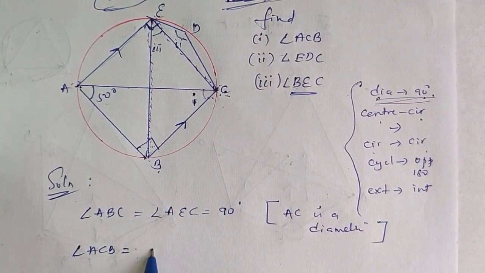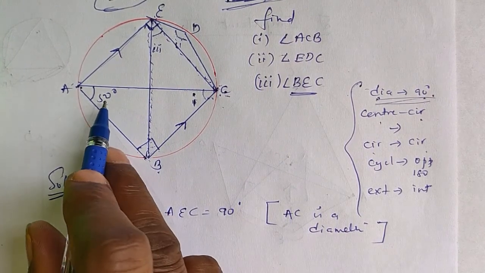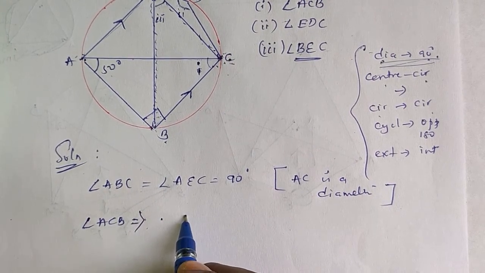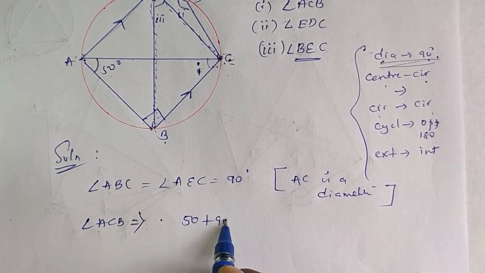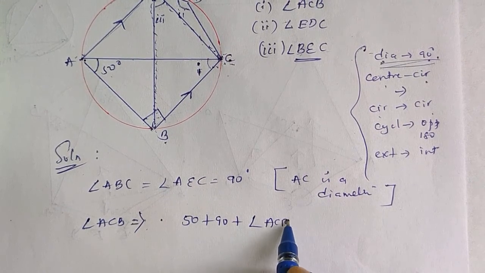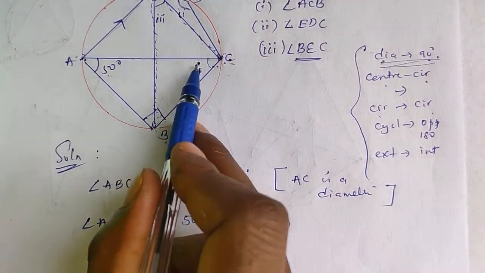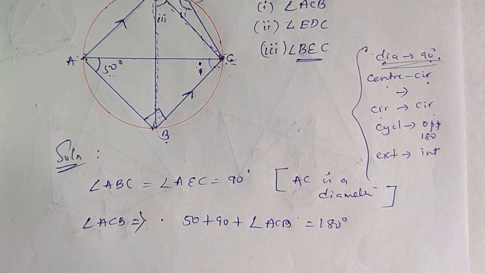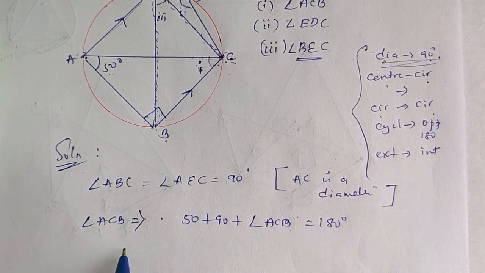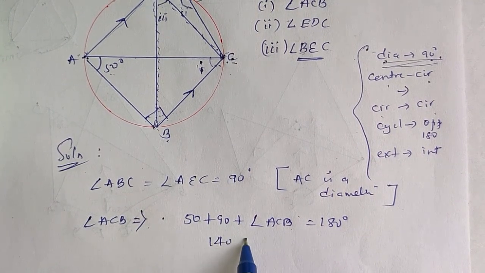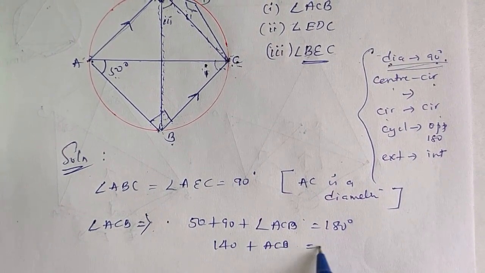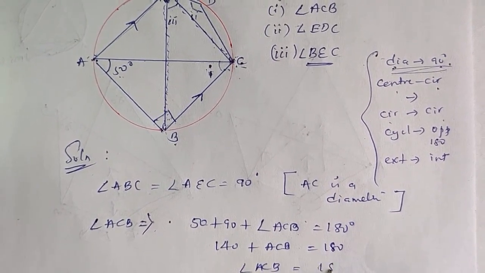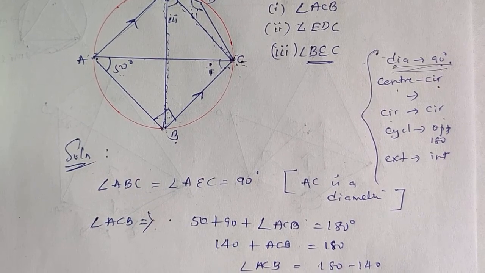Angle ACB equal to 50 degree, 90 degree plus this. That means 50 degree plus 90 degree plus angle ACB. All the three angles are equal to 180 degree, right? So now 50 and this 90, that is 140, plus ACB equal to 180 degree. ACB equal to 180 minus 140 equal to 40 degree.